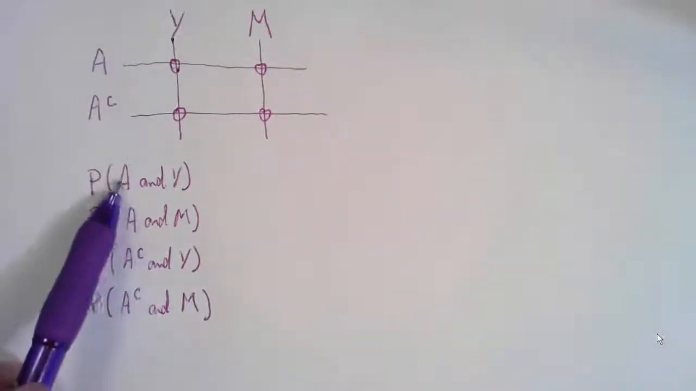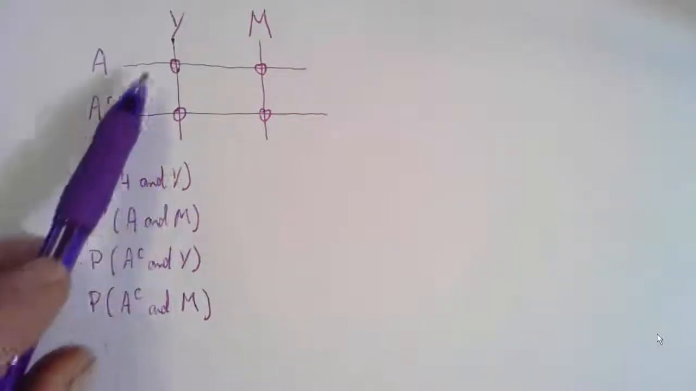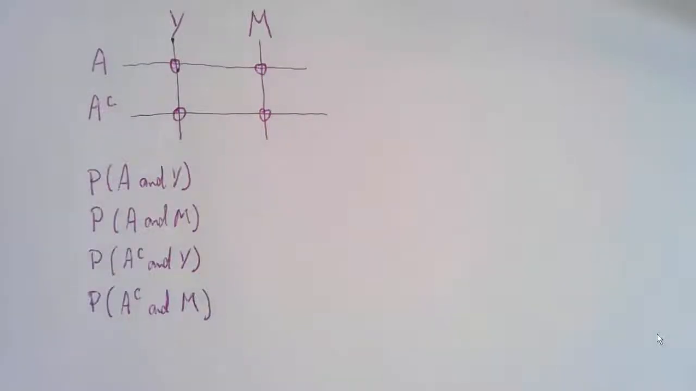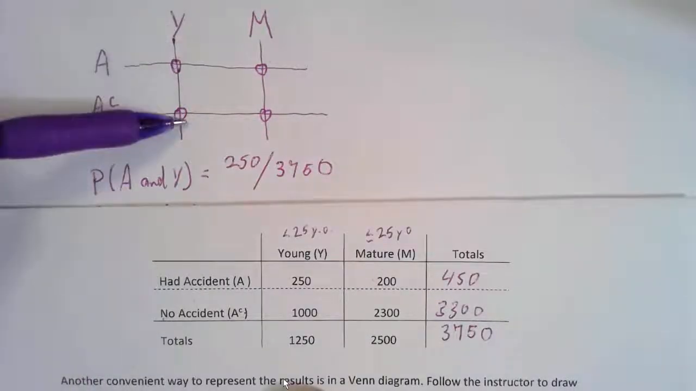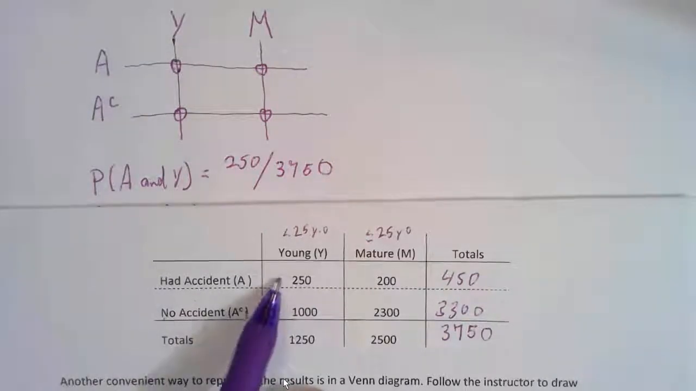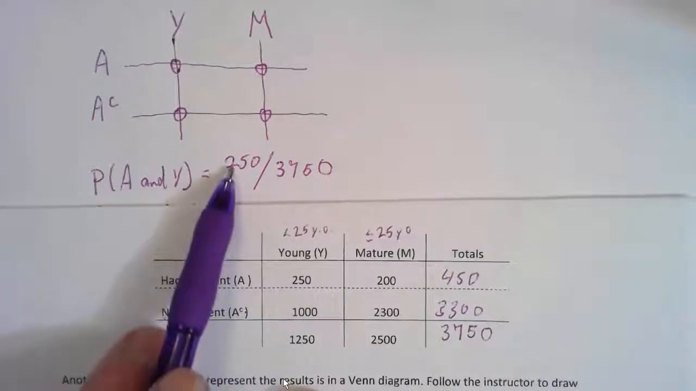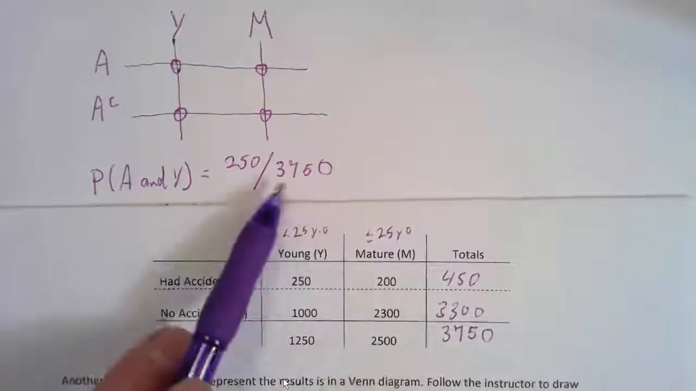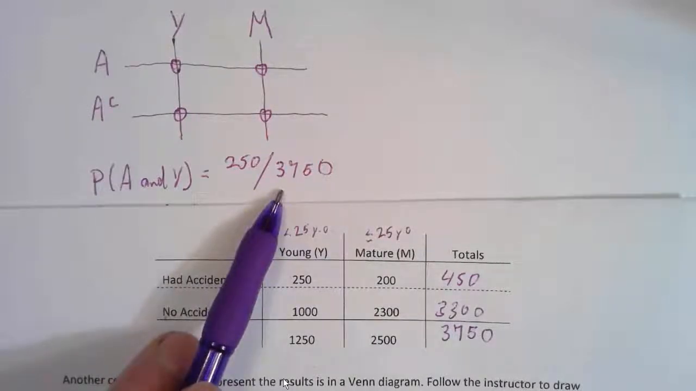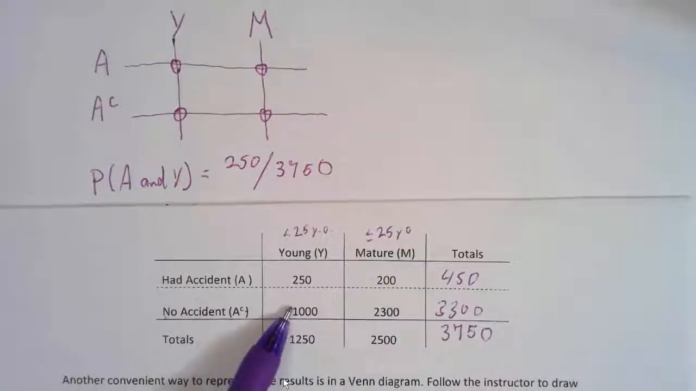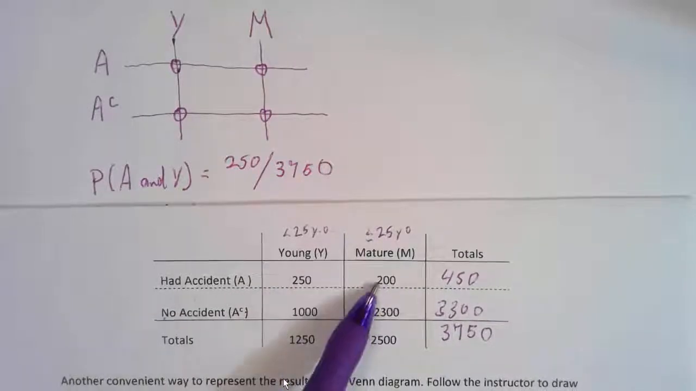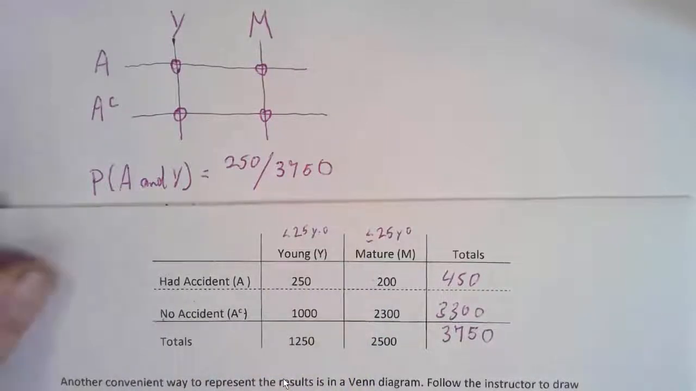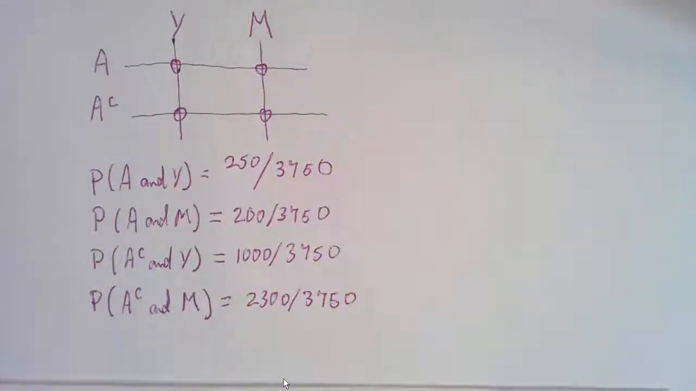The probability that a driver had an accident and is young is found by intersecting the young column and the accident row. So the young column and the accident row together occurs here in our table. There are 250 of those customers, and we divide by the total number of customers, 3,750. Now we can do the same with the other three interior cells, accident and mature, no accident and young, no accident and mature, to obtain these probabilities.